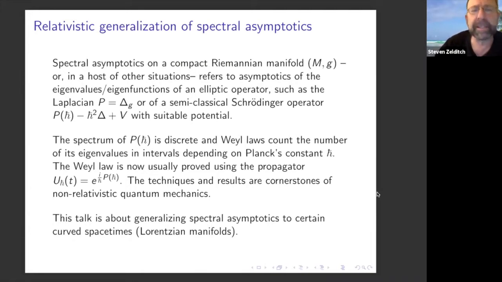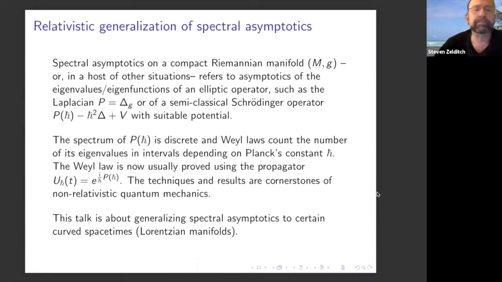The purpose of this project with Alex Strohmaier is that we were just questioning, these theorems on spectral asymptotics are cornerstones of non-relativistic quantum mechanics. So what is their relativistic generalization? You could interpret that to mean things, sort of Weyl laws and so forth for the Dirac equation, but most people use the elliptic one. So we want to generalize spectral asymptotics to a curved space-time, general relativity.